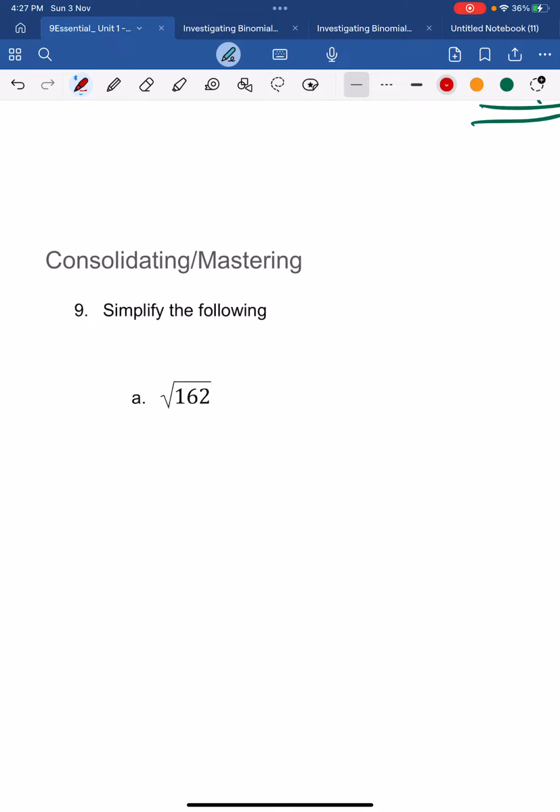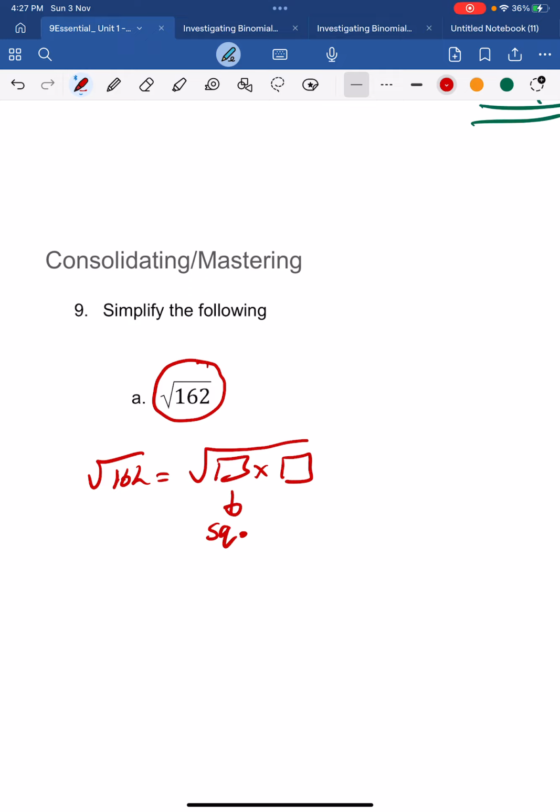Okay, we're asked to simplify this surd. If you could find two factors, one of which is a square number, that would be the quickest way. Remember the square numbers. Okay, so that would definitely be the quickest way if you could do that. If you can't find a square number, then we could actually do prime factorization.